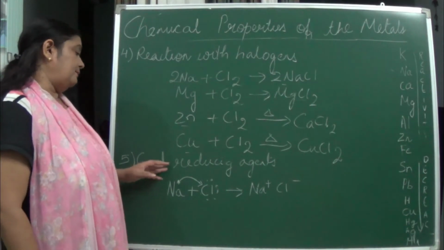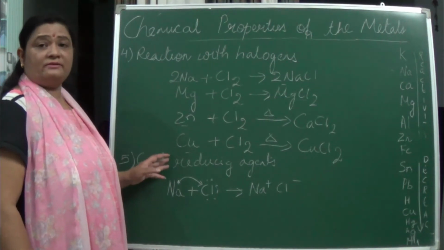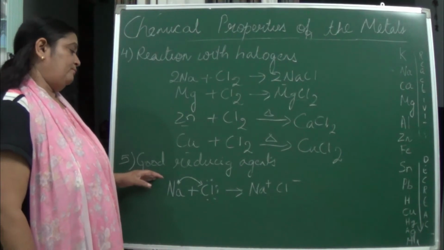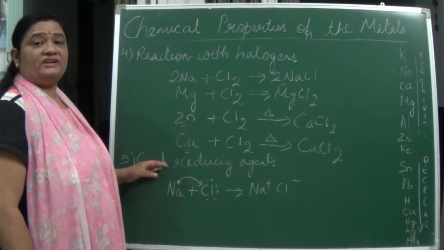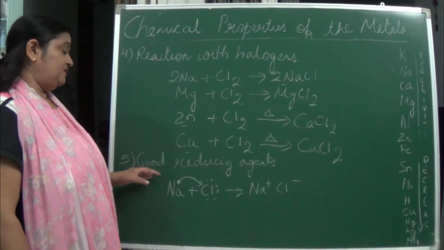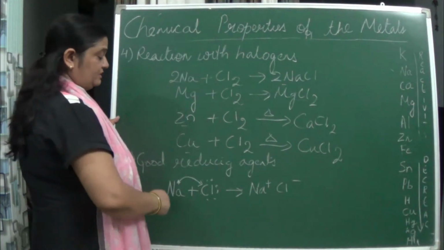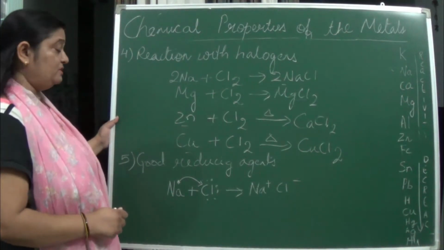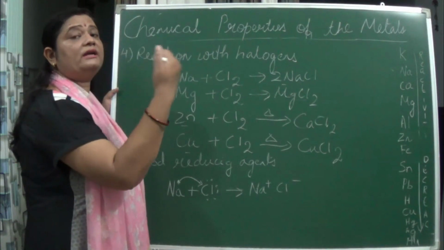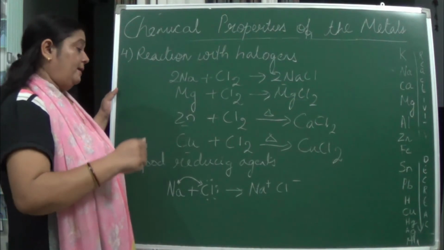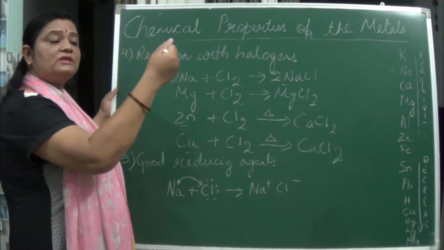I have explained in the first chapter also how oxidation and reduction work in terms of electrons. Here also I am saying in that manner. Actually they are good reducing agents. Why are we saying they are good reducing agents? Because they can give out their electrons easily. Why do they give out the electrons easily?